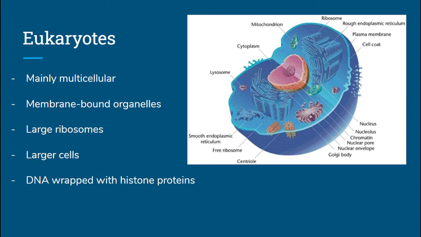Eukaryotes, on the other hand, are mainly multicellular. They have membrane-bound organelles. They have large ribosomes and are made up of larger cells in general, and they contain DNA, which is wrapped with histone proteins. Right here we just have a picture of a eukaryotic animal cell.